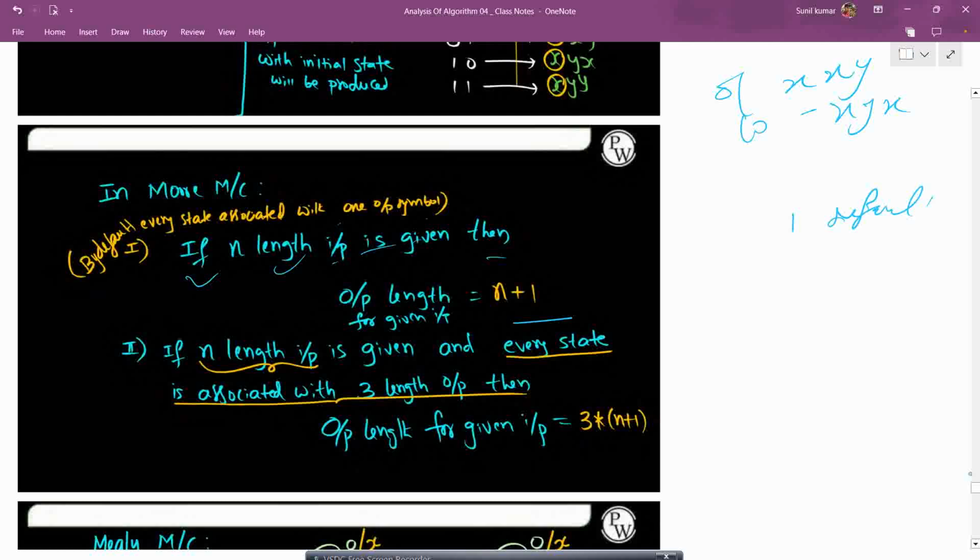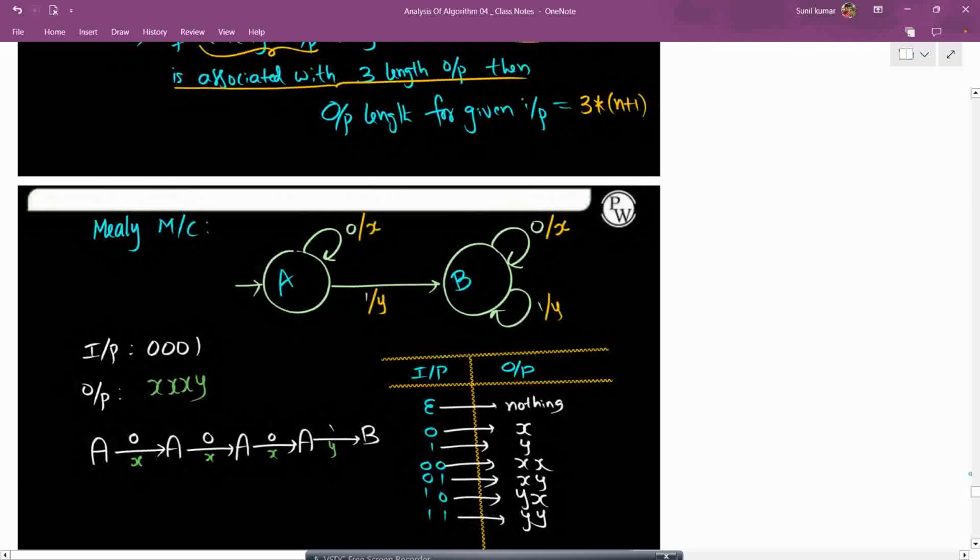If an n length input is given and every state is associated with a 3 length output, then the output length for the given input is 3n plus 1.